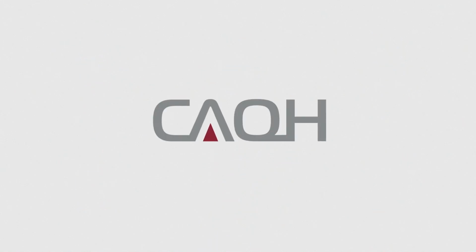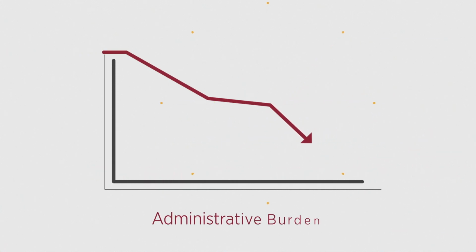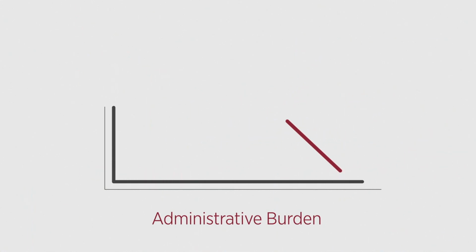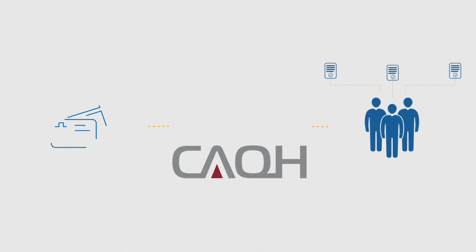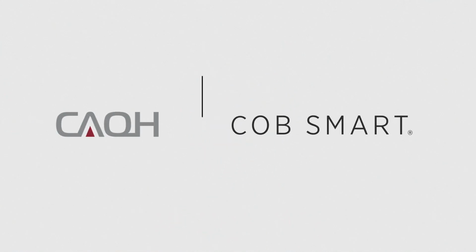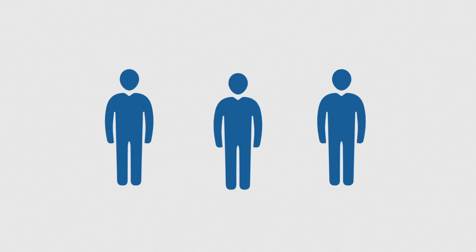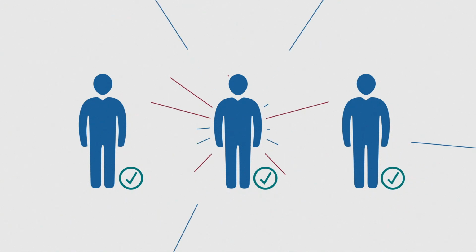Founded over 20 years ago, CAQH is a nonprofit national industry collaborative created to reduce administrative burden in healthcare. We work with payers to provide up-to-date insurance information on over 225 million Americans. It's called COB Smart, and it's available to help you verify the eligibility of Medicaid enrollees in your state.